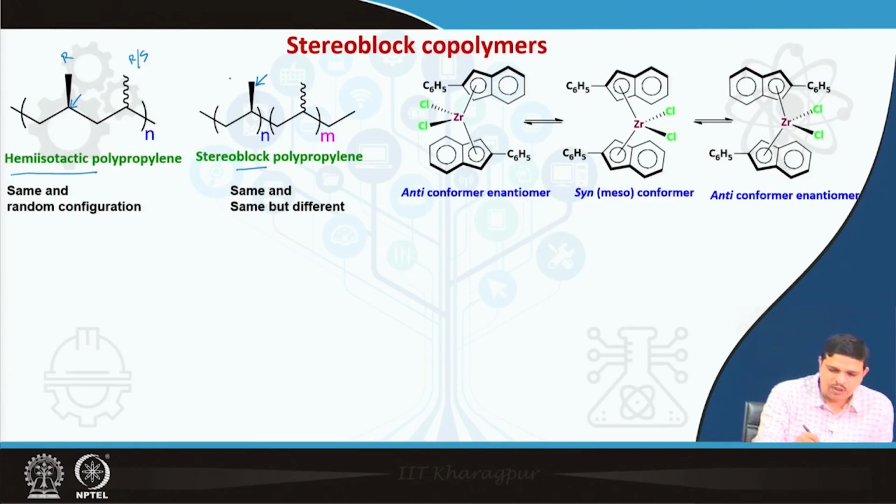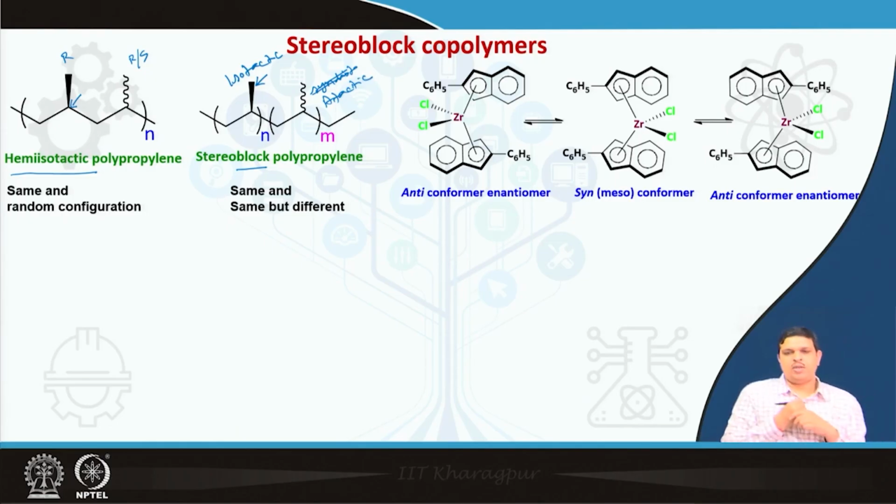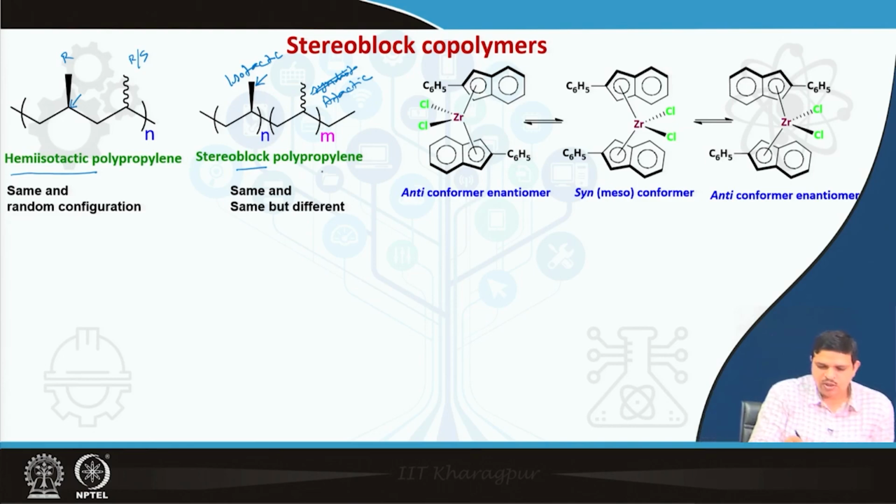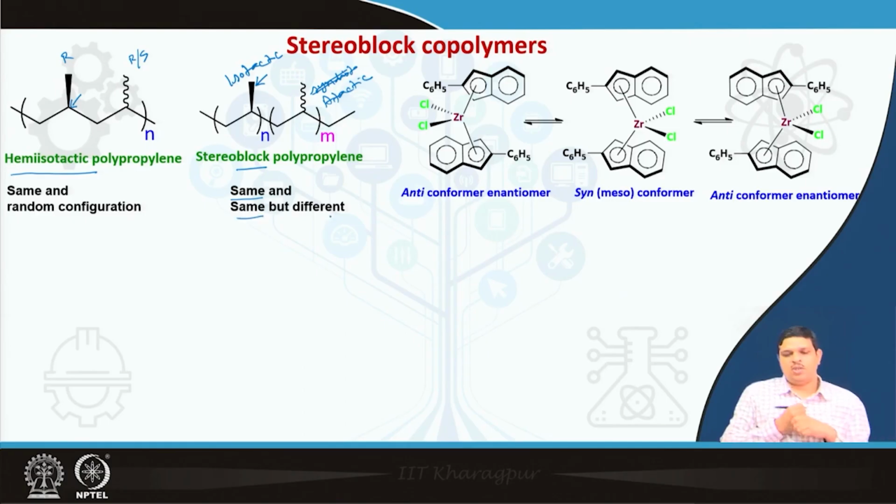That means if one block is isotactic, then the other will be atactic or syndiotactic. So one block fully contains the isotactic, and the other block is either atactic or syndiotactic. In this scenario, we call it stereo block polypropylene. That's why I have written here: one block has a particular configuration, and the other one has the same but a different configuration. So this is called the stereo block copolymer.